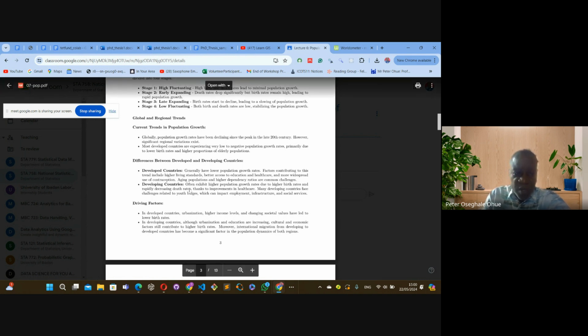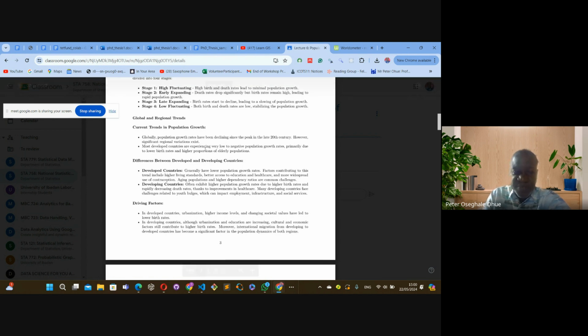Okay, so we go. So it says most developed countries are experiencing very low to negative population growth rate. Why? Because there are lower births and higher proportions of elderly populations. So for those of you that want to migrate to developed countries, just a word for you. Also consider your age and ask yourself, are you still productive?